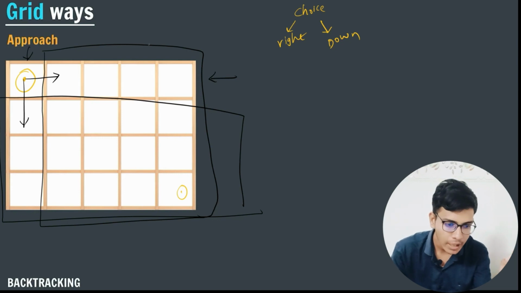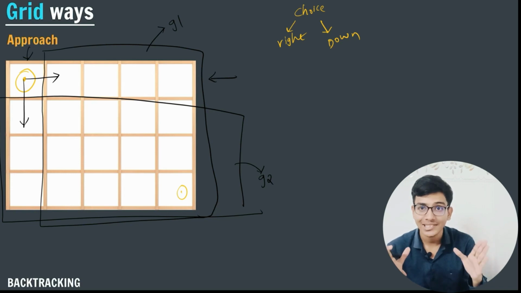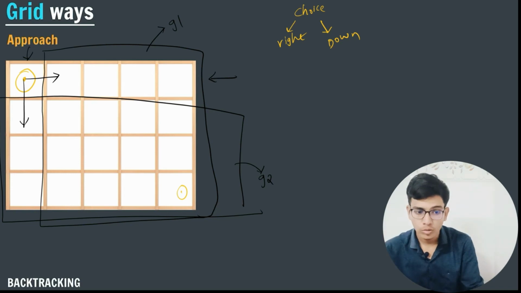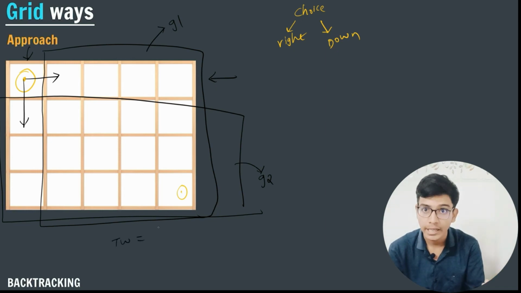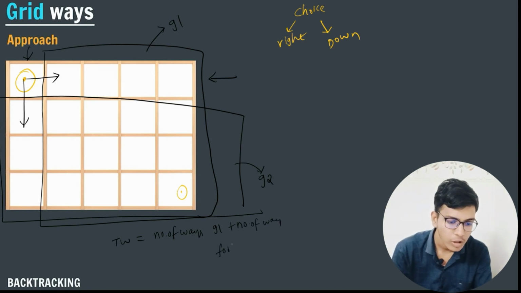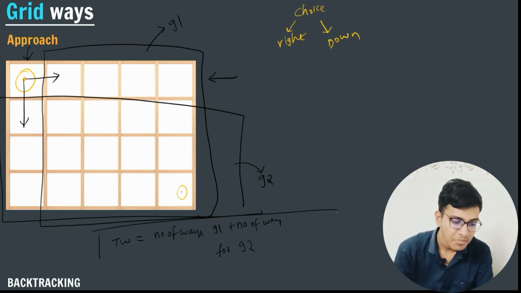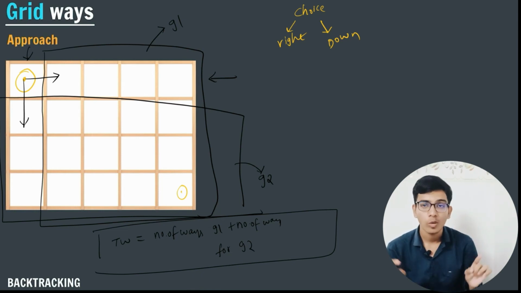So if I calculate the grid part, let us consider that this is grid part G1 and this is grid part G2. If I can calculate the total number of ways in G1 and G2, then the total number of ways for the whole grid will be the number of ways of G1 plus the number of ways for G2. If I sum these two things, then I can calculate the total number of possible ways in my whole grid.